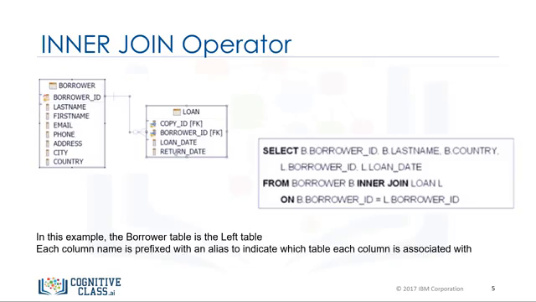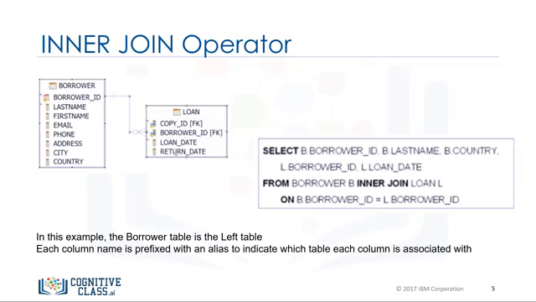This is the syntax of the select statement for an inner join. In the from clause, we identify the borrower table as B and the loan table as L. For this join, we select borrower ID, last name, and country from the borrower table, and borrower ID and loan date from the loan table, on the condition that the borrower ID in the borrower table is equal to the borrower ID in the loan table.